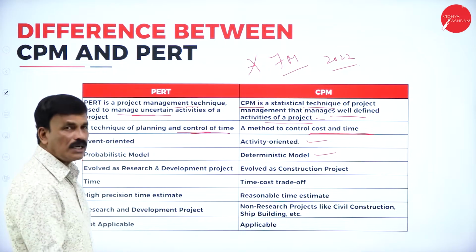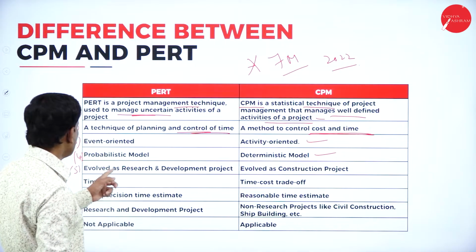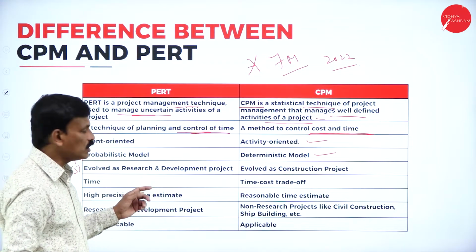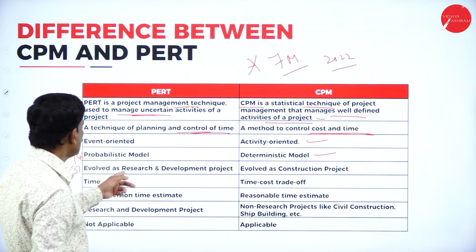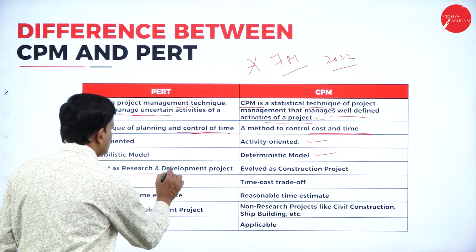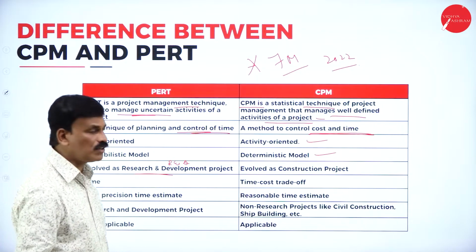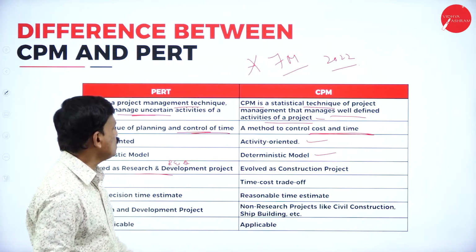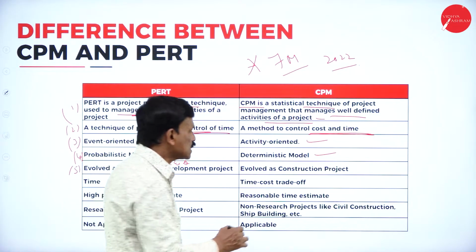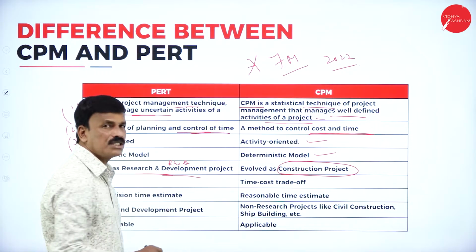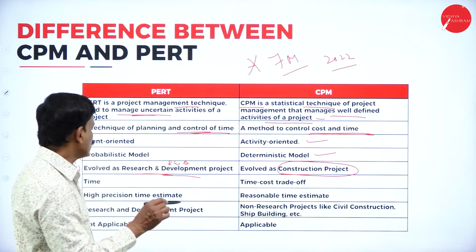Okay. Now, let us come to the next point: how each evolved. PERT evolved as a research and development project, R&D, whereas CPM evolved as a construction project. These are construction projects and these are research and development projects, a very important concept.